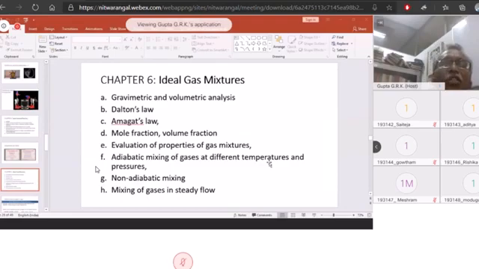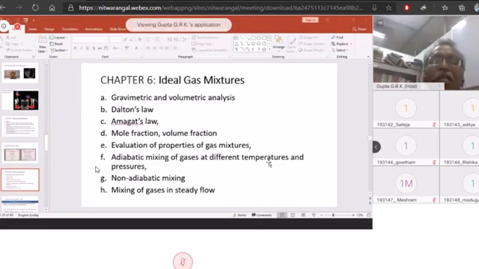Then we have ideal gas mixtures. When you have a mixture of different gases, first we have to do gravimetric analysis and volumetric analysis. And then there are Dalton's law of partial pressures and Amagat's law of partial volumes, and mole fraction, volume fraction, evaluation of properties of gas mixtures. So if I have some properties of one gas and another gas with other properties, when they are combined, what are the properties of the mixture, and what type of mixing it is, adiabatic mixing or non-adiabatic mixing, and how to deal with different types of mixes of gases. And when the gases are mixed in a closed system, how it behaves, and when gases are mixed in a steady flow, how it behaves. Those we will study here.